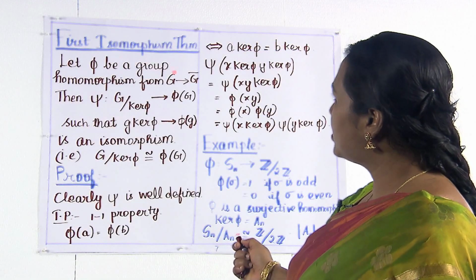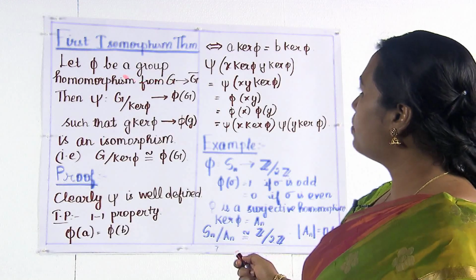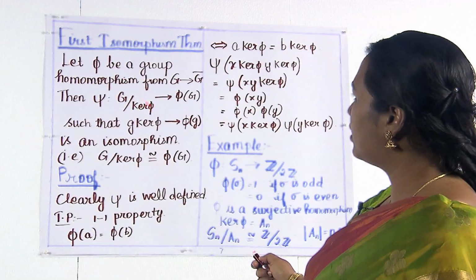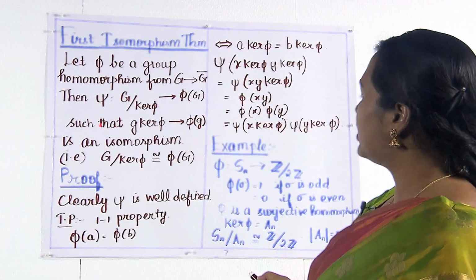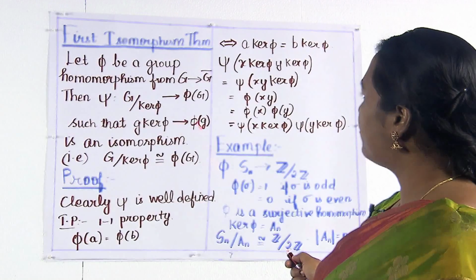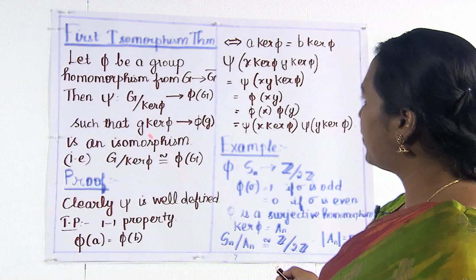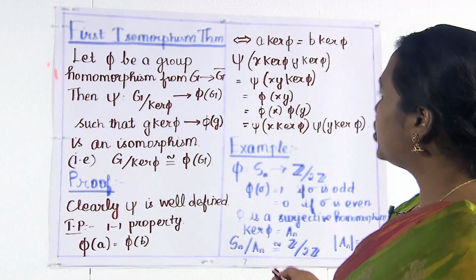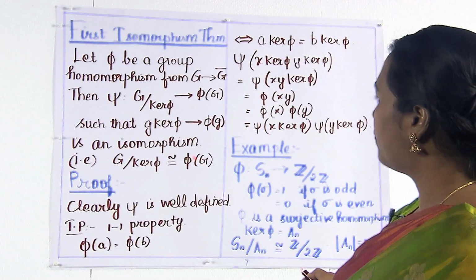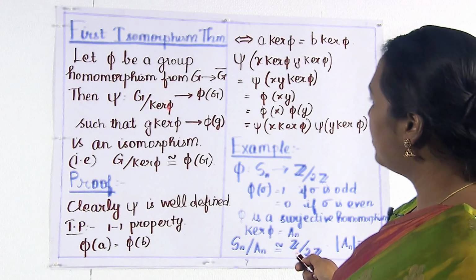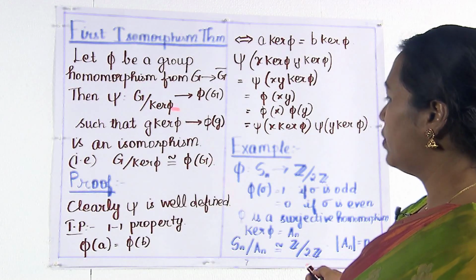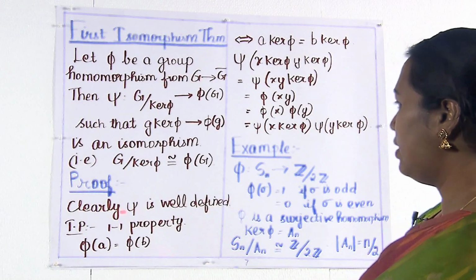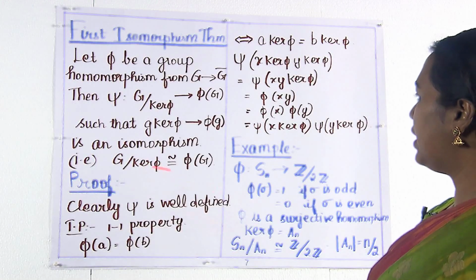We shall see the first isomorphism theorem. Let phi be a group homomorphism from G to G bar. Then xi is a function defined from G/kernel phi to phi(G), such that g kernel phi is going to the element phi(g). So, this particular function is defined like g kernel phi is going to phi(g), an element of phi(G). We have to show that this function xi is an isomorphism and this particular set G/kernel phi is isomorphic to phi(G). Proof: first we have to show that it is well defined. Clearly xi is well defined because the elements are going to be equally mapped.